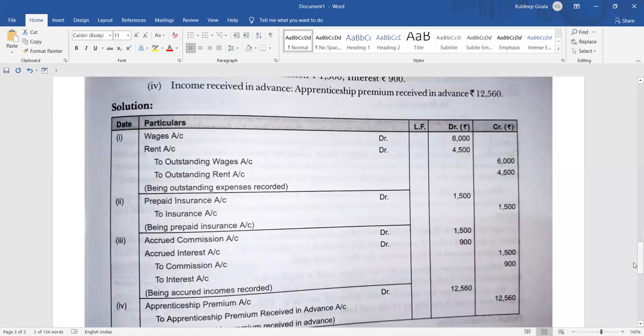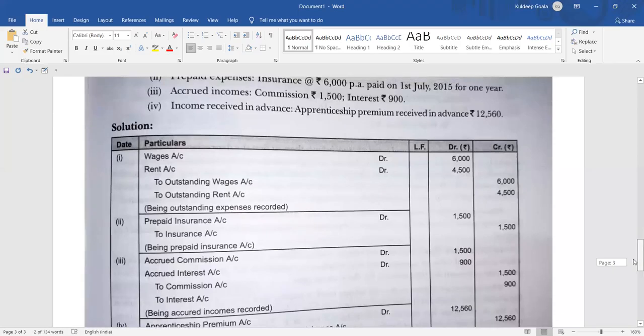So this is how it looks. The narration will be: being accrued commission and accrued interest recorded, or you can just write being accrued income recorded.